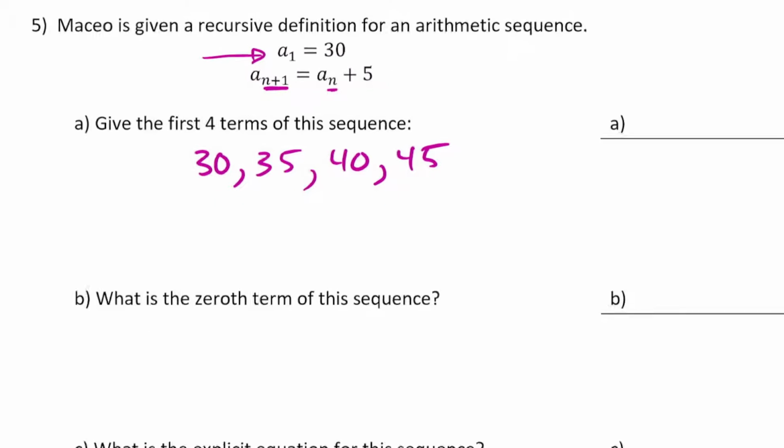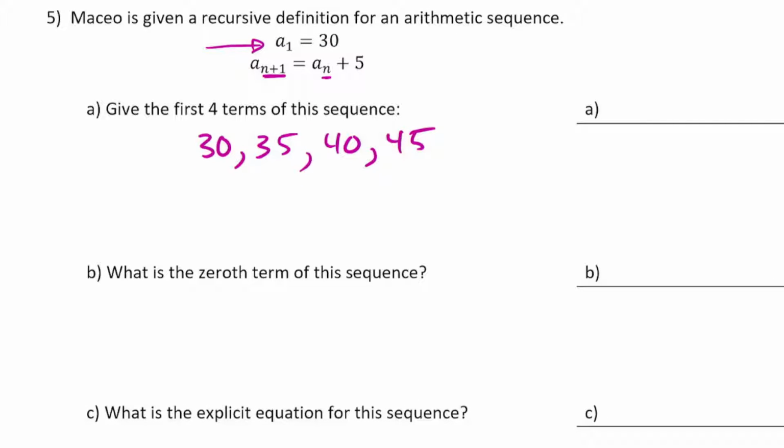The next question says, what is the 0th term in this sequence? So the 0th term is the term before the first term. I know the first term is 30. And if I want to back up and get to that term that came before, right, I would subtract 5. So 30 minus 5 is 25. So my 0th term is 25.